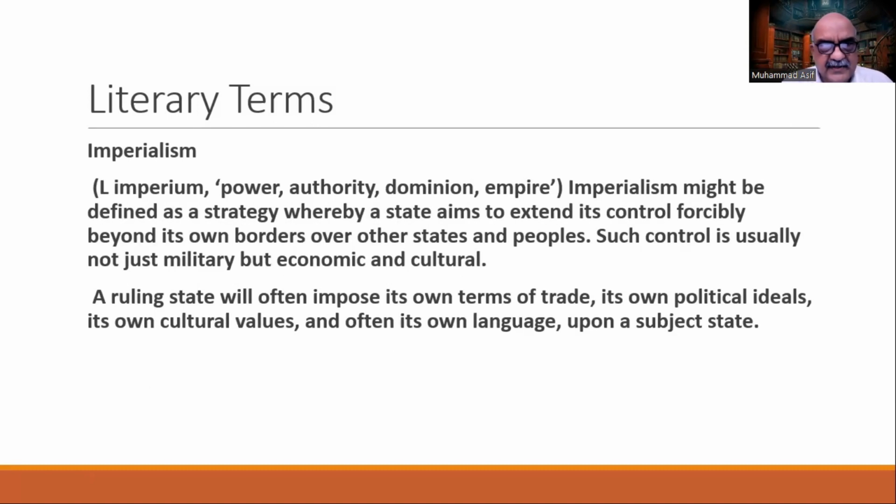Imperialism, from Latin imperium: power, authority, dominion, empire. Imperialism might be defined as a strategy whereby a state aims to extend its control forcibly beyond its own borders over other states and peoples. Such control is usually not just military but economic and cultural. A ruling state will often impose its own terms of trade, its political ideals, its own cultural values, and often its own language upon a subject state.